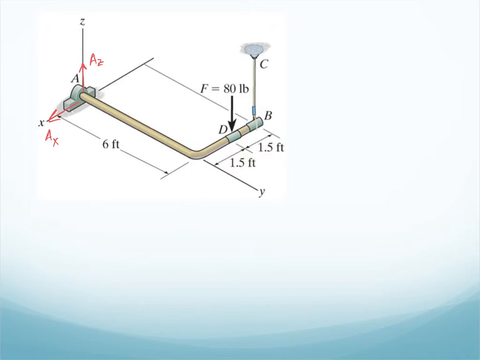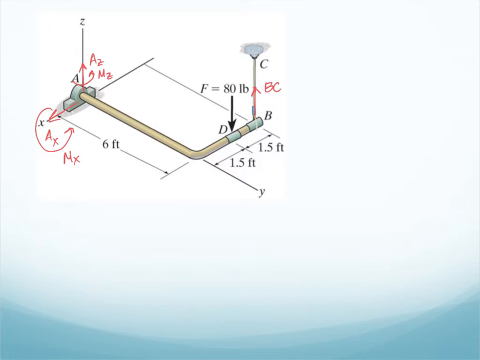Similarly, there could be rotation about the y-axis, but there cannot be rotation about the z-axis or around the x-axis. So I have 4 different support reactions in this situation. I also have a load that is acting at point D, and I also have this tension in the cable that goes from B to C.